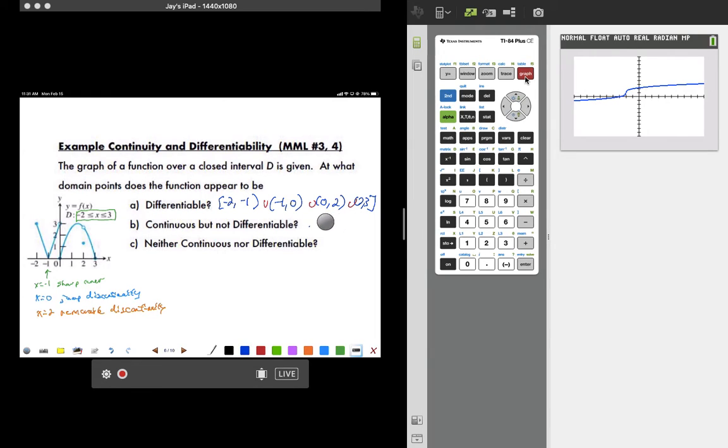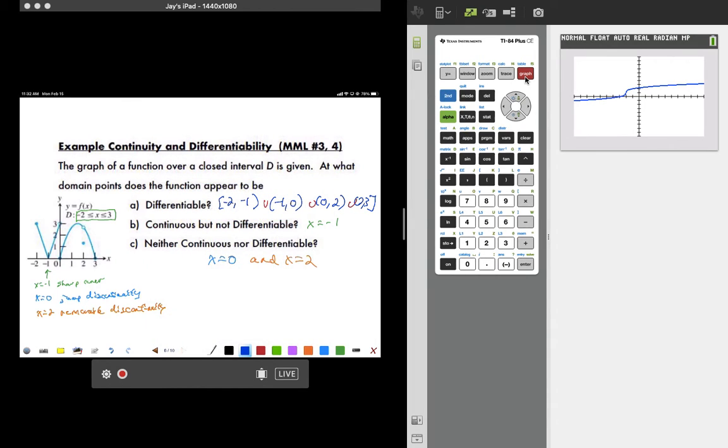Let me do the green ink here because that'll make it a little bit more sensible for those of you watching the video later at home. Okay. And then the other question here, where are we neither continuous nor differentiable? Well, if you're not continuous, you're not differentiable for sure. And that's going to occur at x is equal to 0 and at x is equal to 2. So if you got those two things going for you, that tells you we are neither continuous nor differentiable there.